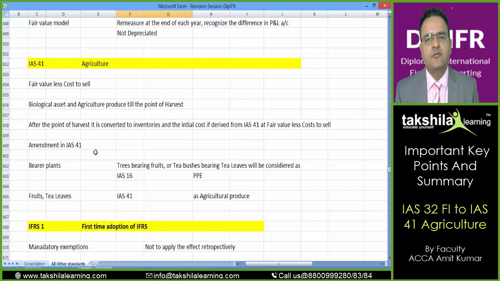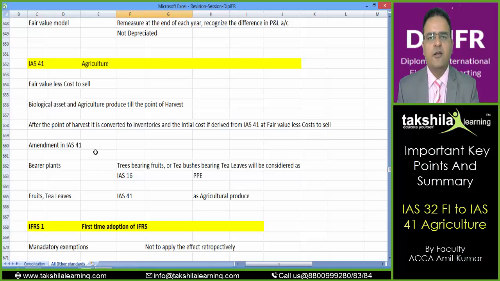Mango trees will be forming part of IAS 16 property, plant and equipment. Mango fruits are agricultural produce at the point of harvest. After these mangoes are plucked, they will be forming part of inventories. Now we'll need to bifurcate a mango tree into IAS 2 inventories, IAS 41 agriculture, and IAS 16 property, plant and equipment. The mango tree is IAS 16 property, plant and equipment. Mango fruit till the point of harvest is IAS 41 agriculture. Mango fruit after harvest is IAS 2 inventories.